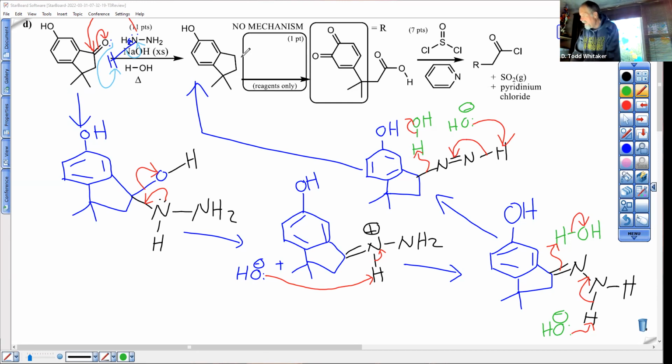All right, what's going on here? We need no mechanism. There's a lot going on, but only one point for it. I see oxidation of a phenol to an orthoquinone.